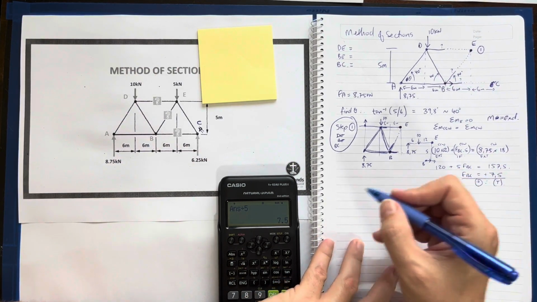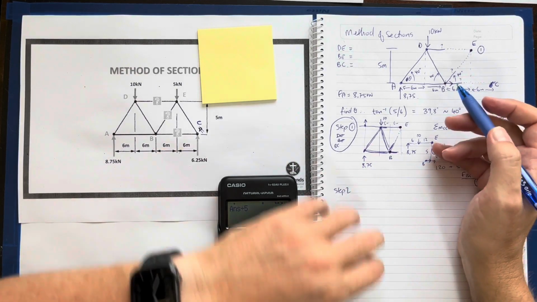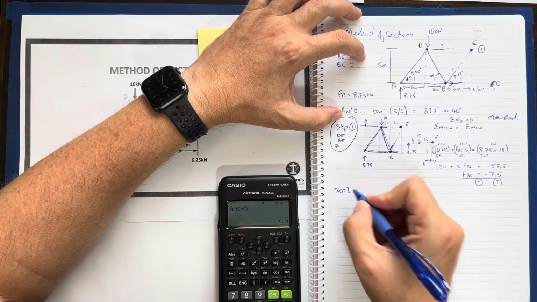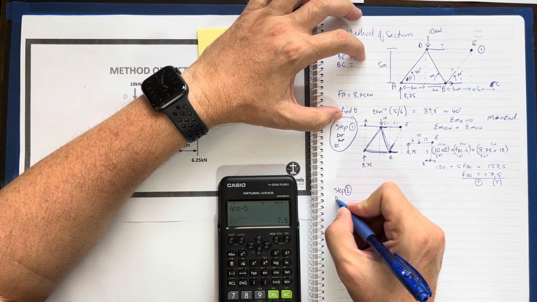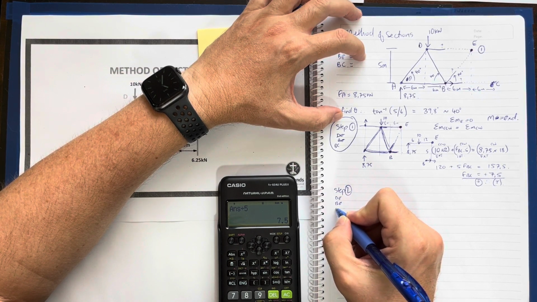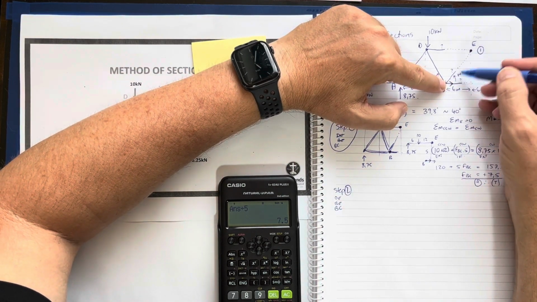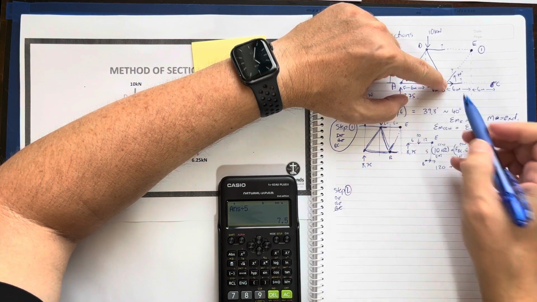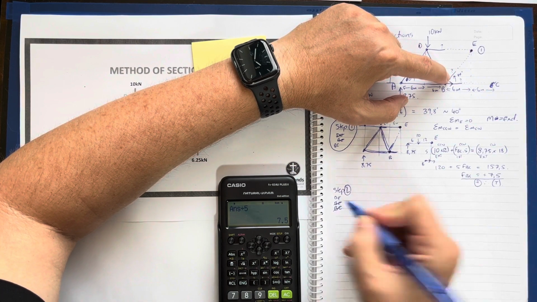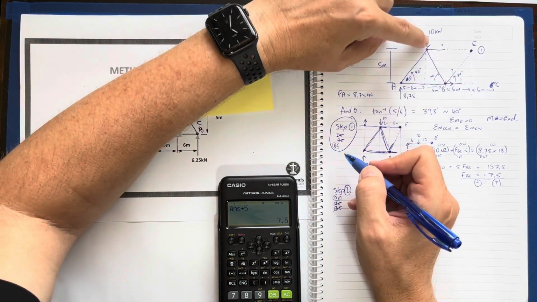I'm now going to do the same with step 2. Again, I'm going to now choose point B. I've got DE, I've got BE, and I've got BC. Point B connects with BE, so that cancels out. It connects with BC, which leaves me finding DE, which is up there.